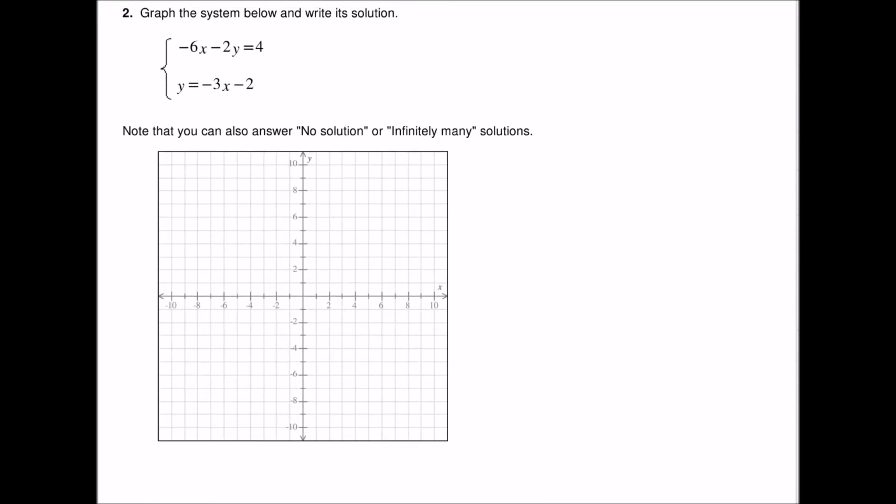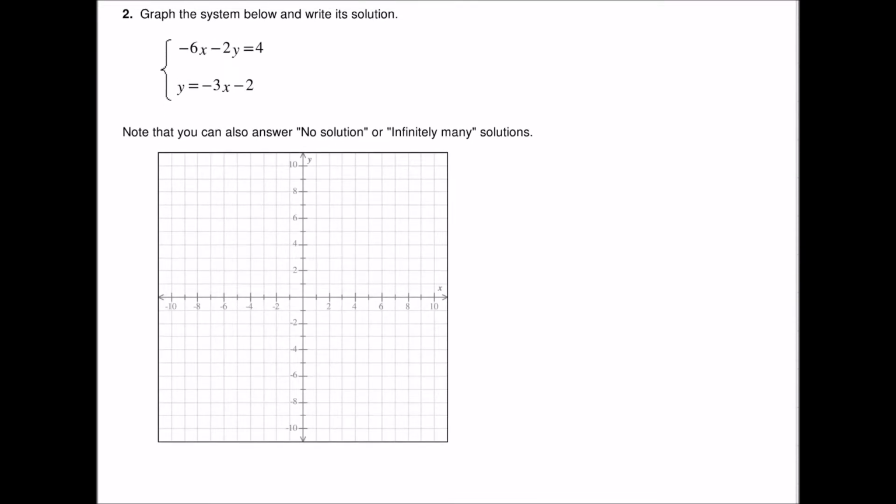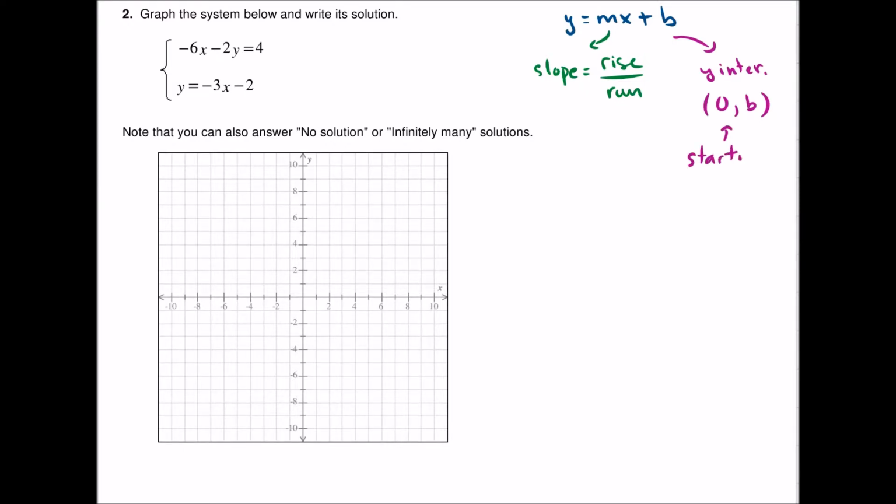Number 2, we're going to graph the system. Graph the system below and write its solution. To graph a linear equation, you need to know the following. The slope-intercept form, y equals mx plus b. The number in front of x is your slope. That will tell you rise over run. And the number after the x is your y-intercept. When you plug in 0 for x, y is going to equal b. That's the reason why we have (0, b) as the y-intercept. And that's also your starting point, where we start.